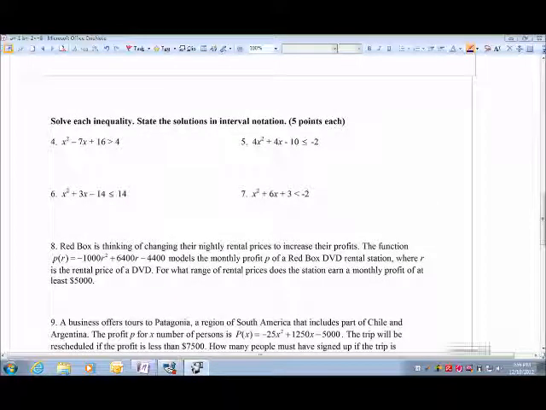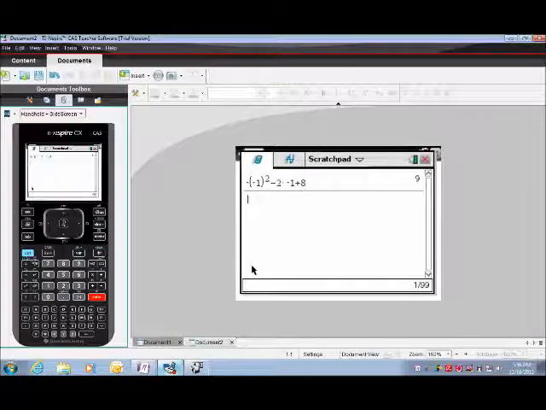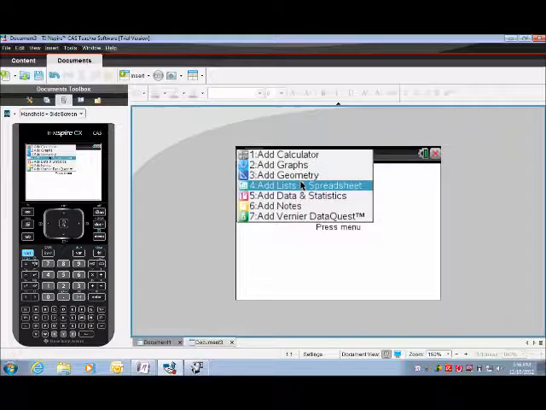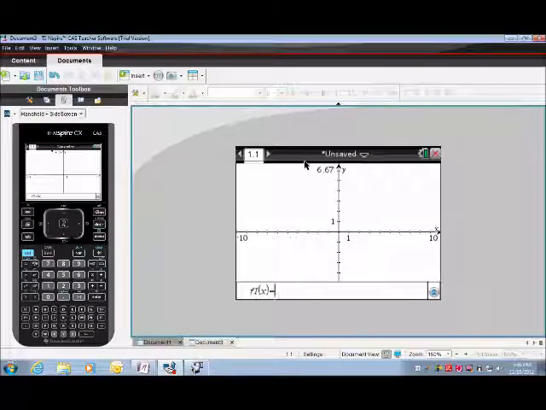Okay, the directions on this part of our review says solve each inequality and state the solutions in interval notation. So what we're going to do is go into the calculator, and enter in the left side of the inequality as one graph, and then the right side as another. So if you go to the calculator, we're going to go to a graph page. Okay, we're in a graph page.